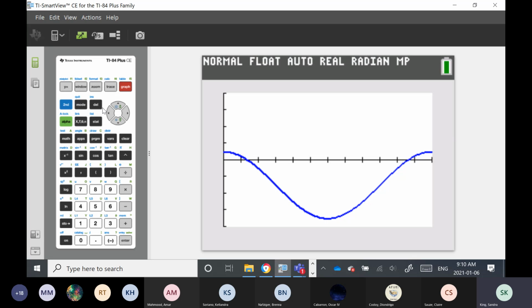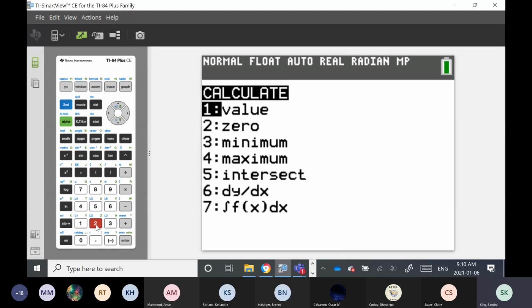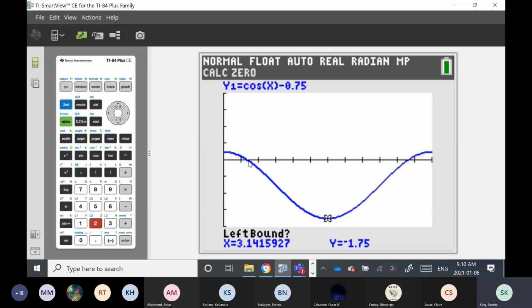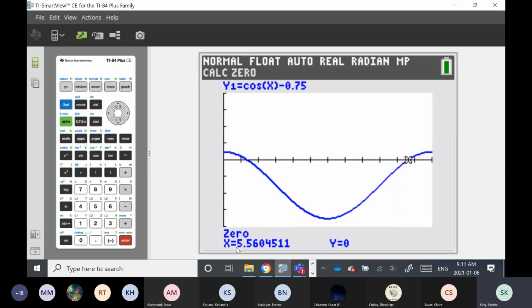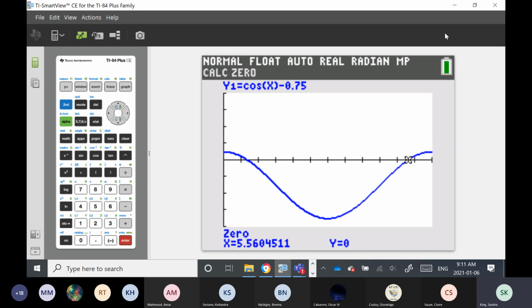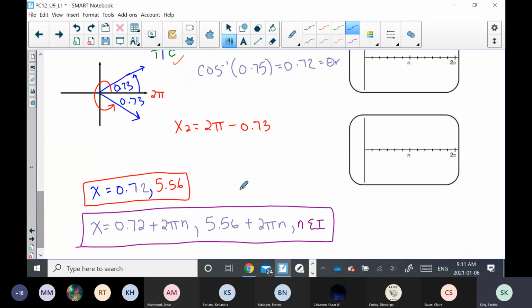Let's just get one of the zeros to verify. So second function, calculate, number 2. You guys could double check either 0. I'm going to go to the right 0, and I'm just going to double check this one. So if I want to know what that answer is, I go left of the 0, hit enter, go right of the 0, which is above the x-axis, hit enter, and then guess means enter. X is equal to 5.56. Let's see if that's what we had. Yes, 5.56.